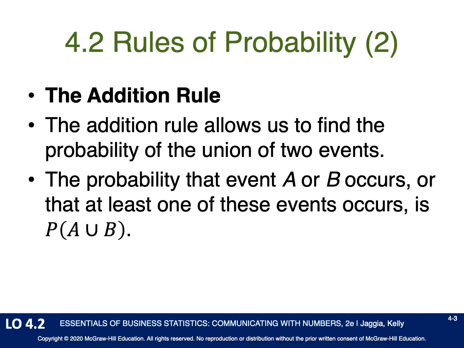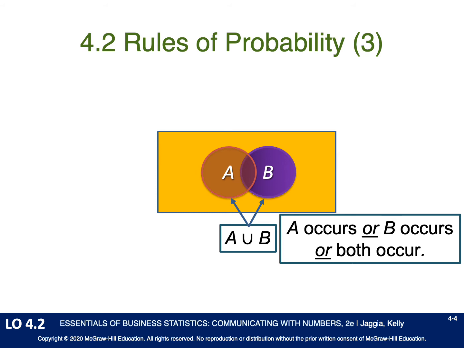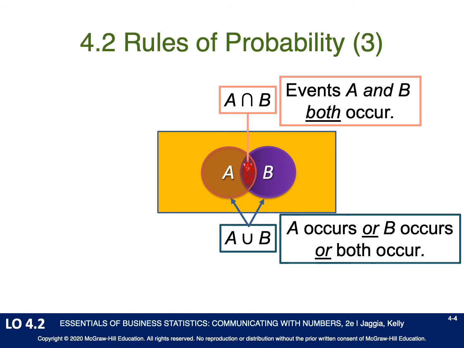So the addition rule allows us to find the probability of the union of two events. And remember, the union of two events is an or. So what is the probability that A or B is going to occur? So let's look at this rule using a Venn diagram. Remember, a union is that A occurs or B occurs, right? So if we're trying to calculate the probability of A or B, we don't want to simply add the probability of A and the probability of B, because that's going to double count the area of the intersection where both of them are occurring. So what we want to do is to take out that intersection.